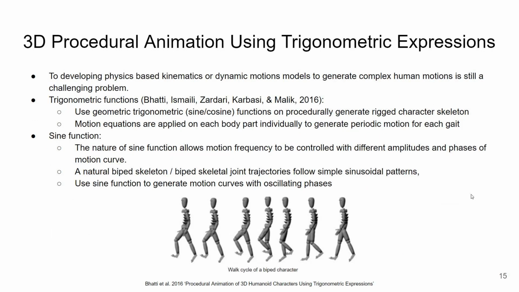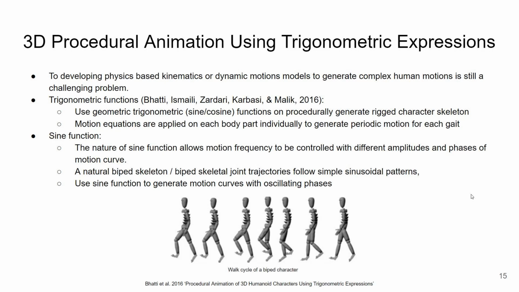Bhatti et al. 2016 paper looked into 3D procedural animation using trigonometric expressions. The problem of developing physics-based kinematics or dynamic motion models to generate complex human motion is still challenging. However, using geometric, trigonometric, sine and cosine functions, we can procedurally generate rigged character skeletons. Motion equations are applied on each body part individually to generate periodic motion for each gait.